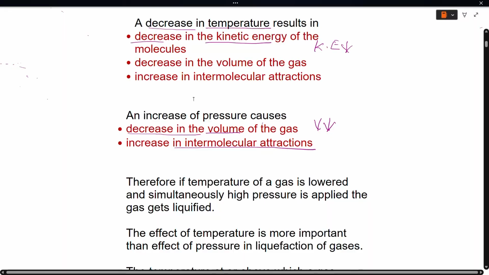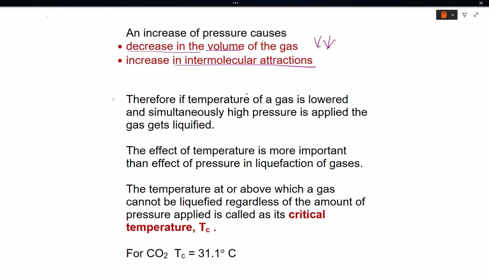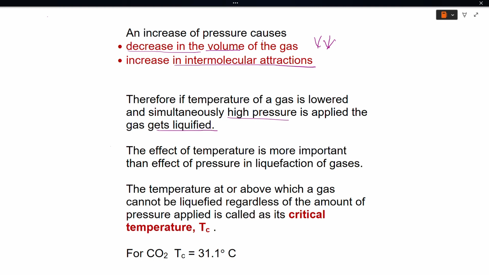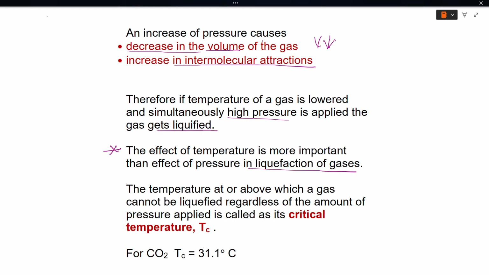Now, one more point to be noted is that even if the temperature of the gas is lowered and high pressure is applied, the gas gets liquefied. But the effect of temperature is more prominent than the effect of pressure in liquefaction of gases. This is a very important point. In some cases, you give a certain temperature and however greater the pressure you apply, the gas never gets liquefied.